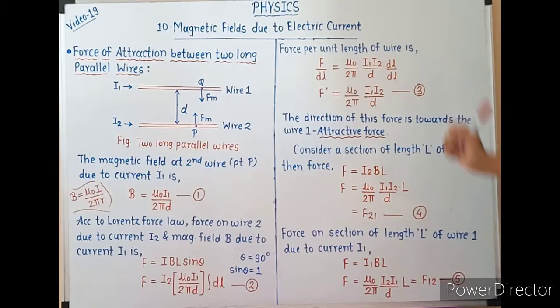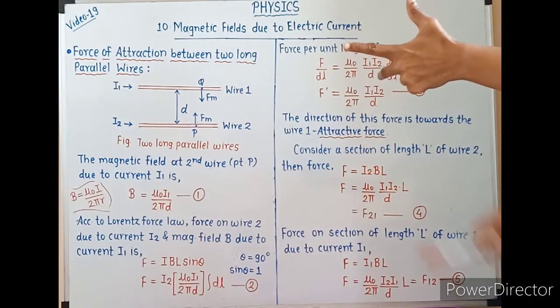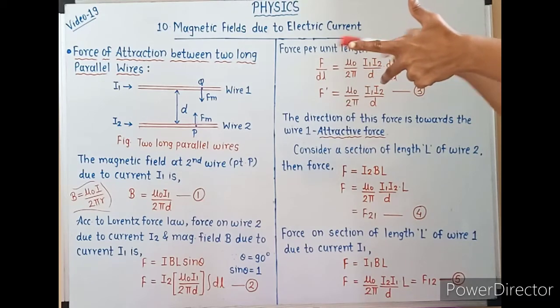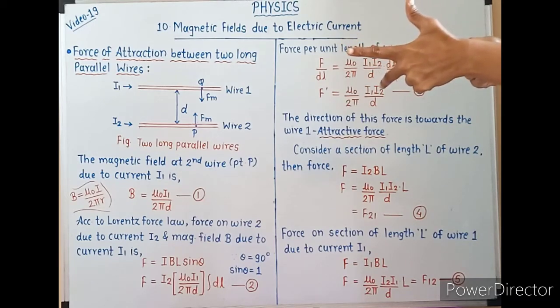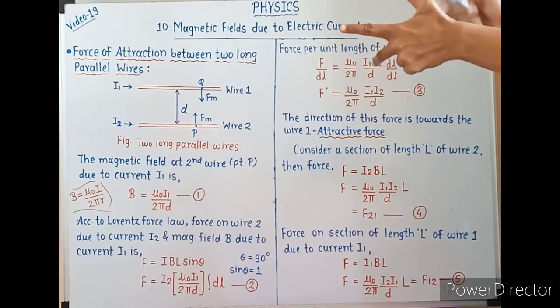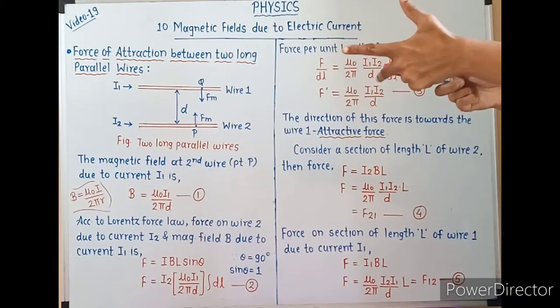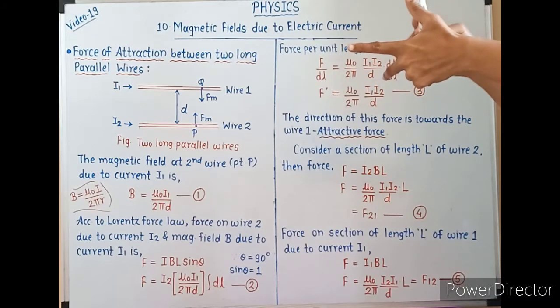This is your equation number 3. Now we have to find the direction of this magnetic force. According to Fleming's left hand rule, the middle finger shows the direction of electric current, the pointing finger shows the direction of magnetic field B, and the stretched thumb shows the direction of magnetic force. As this is wire 2, that is I2 is the current flowing through this wire, the direction of this magnetic force is towards wire 1.